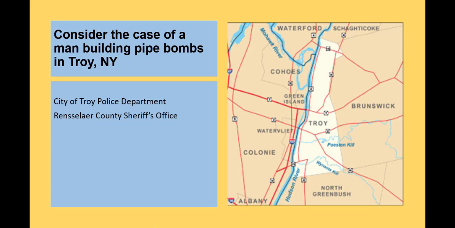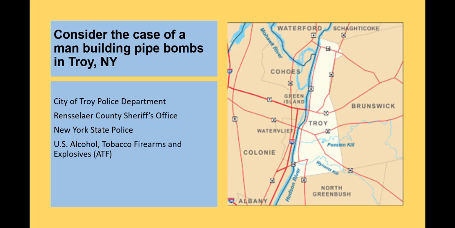But the Rensselaer County Sheriff's Office may also be involved. Remember, the Sheriff's Office covers the whole county of Rensselaer, so they also have jurisdiction over the City of Troy. Could also be the New York State Police. This is a very serious case. Pipe bombs, the New York State Police could become involved. The U.S. Alcohol, Tobacco, Firearms and Explosives, it's now called, but we still call it the ATF.